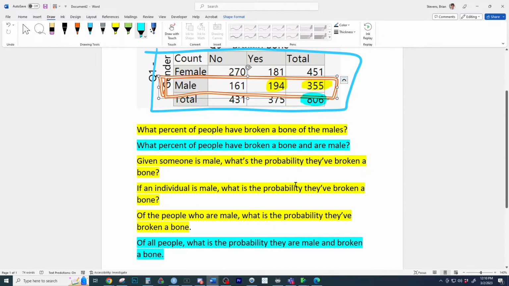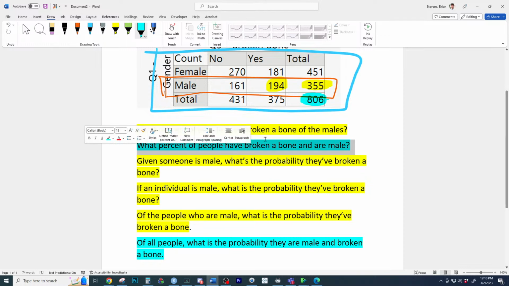Once again, we don't know how someone will talk to you in the world, so we try to give multiple examples and multiple versions because someone could say it many different ways. But then there are ways that are different, like what percent of people have broken a bone and are male is different from what percent of people have broken a bone of the males. So this right here would be out of everybody, like what percent of people are this and this, versus what percent of people are this of the this. So the subtle difference right here is the of versus and are. But very important right there, big differences.